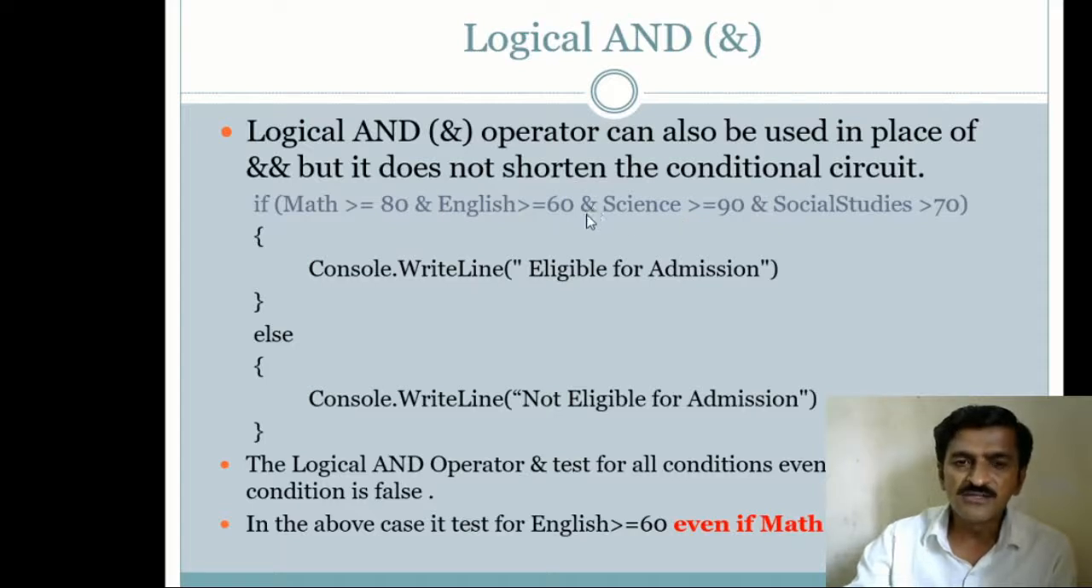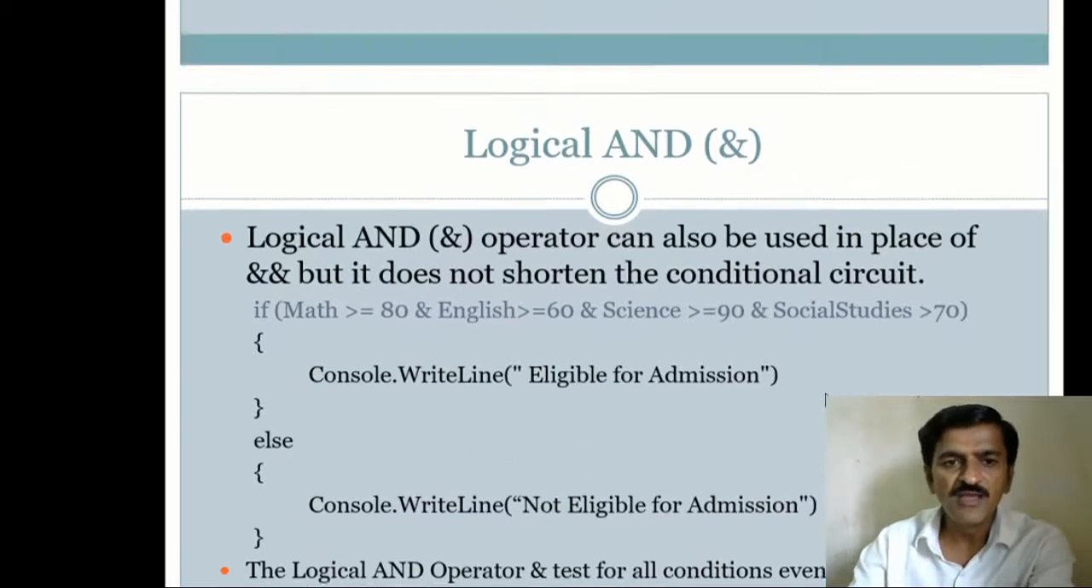The single AND operator cannot be used to save time or to shorten the structure. It evaluates all the conditions whether true or false, and only if the result of all conditions is true does it display the output eligible for admission. Otherwise, it displays the output not eligible for admission.